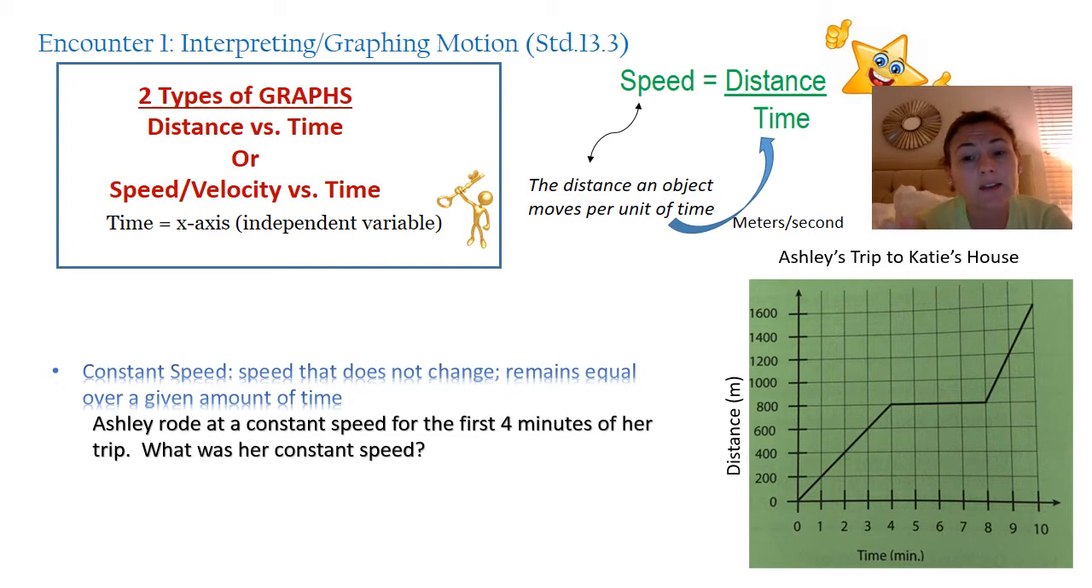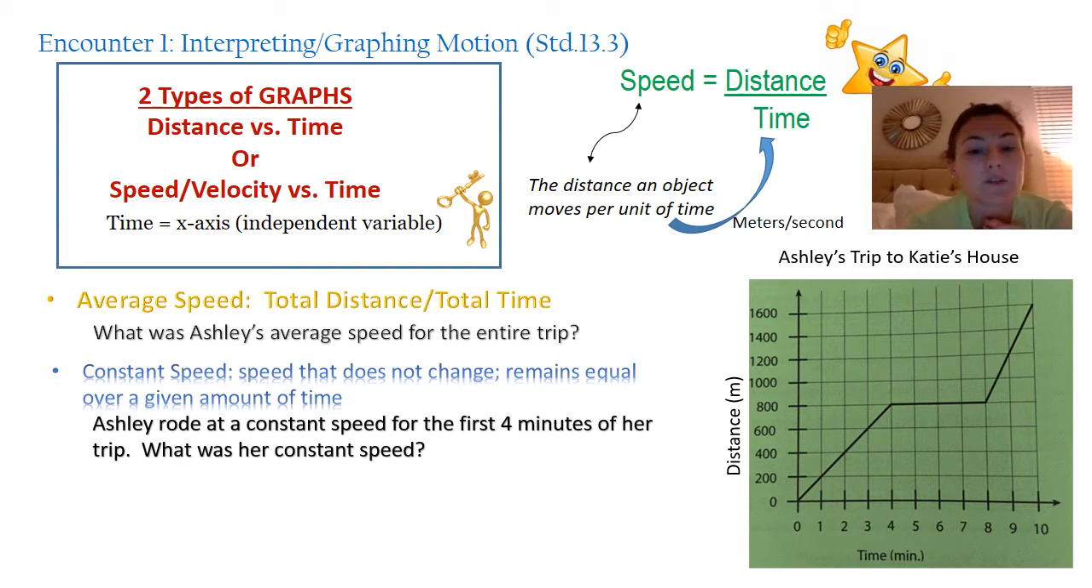Got it? So let's do a first question. Ashley rode at constant speed for the 4 minutes of her trip. What was her constant speed? Well, again, our graph doesn't label speed. We have to calculate speed. So in this instance, we see that Ashley rode for 4 minutes. So let's find 4 minutes on our x-axis. Run our finger up, and you can see that it hits at the 800 for our distance in meters. So if we go back up to our speed, distance divided by time, so 800 divided by 4 is 200 meters per second. Again, make sure you have a unit, okay?